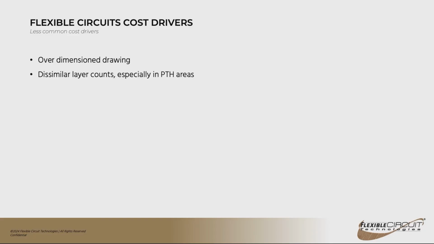If you have a multi-layer circuit, having dissimilar layer counts in plated through-hole areas can be a cost driver. I've had a lot of designs over the years where a customer has a design with maybe 6 or 8 layers, and they'll tell me that, well, in this one area I only need layers 2 through 4. Can I save money by not putting layers 1 and 5 through 8 on there? And the answer is it can be built, but you probably will quadruple the cost of the circuit.